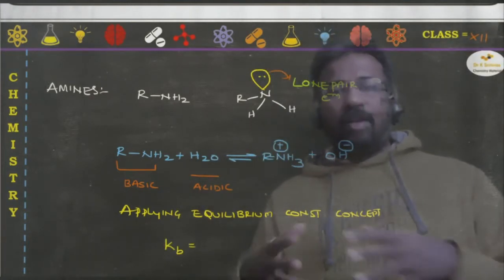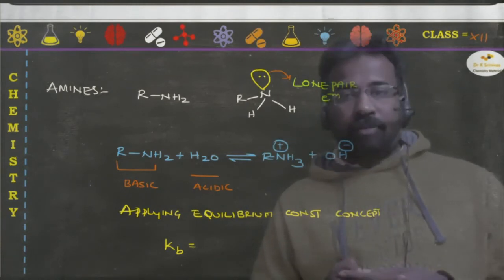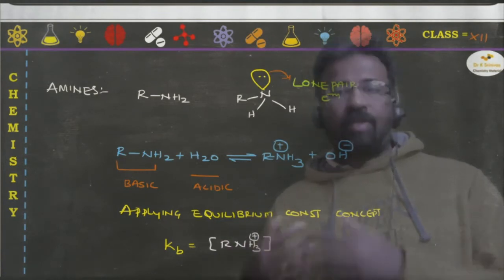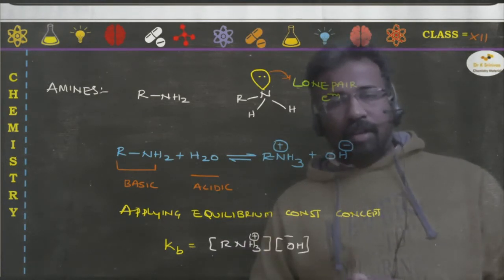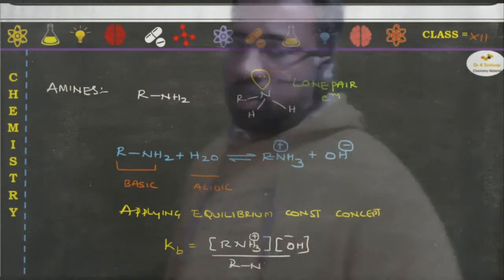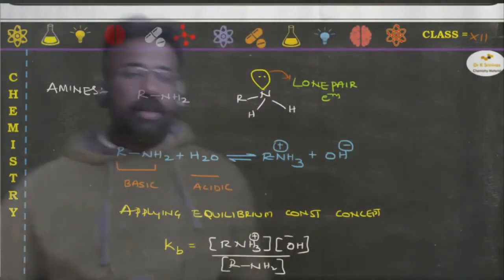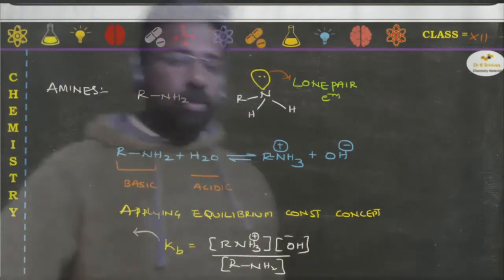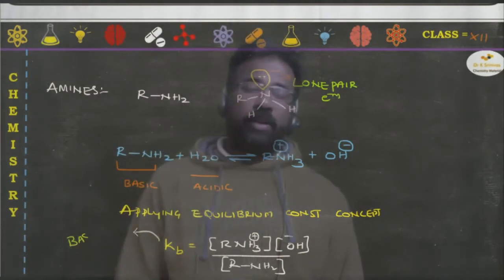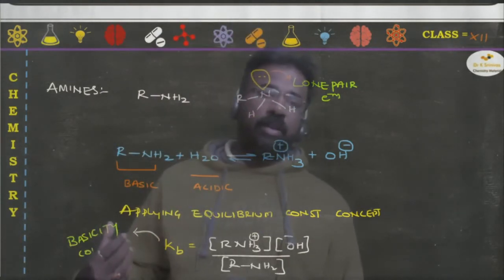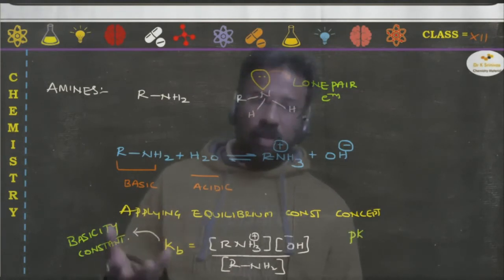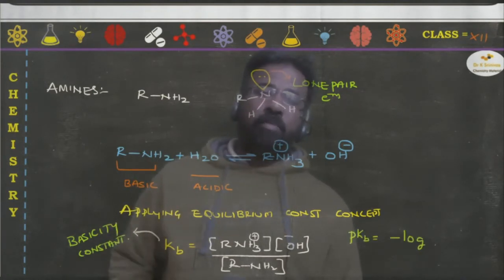Kc. Here we are going to use it as Kb, where it is the concentration of the products divided by the concentration of the reactants. Here we have the formula displayed on the screen. Kb is equal to the product concentration by reactant concentration. That is the basicity constant Kb. Based on this Kb value, we say whether it is highly basic or a weak base.